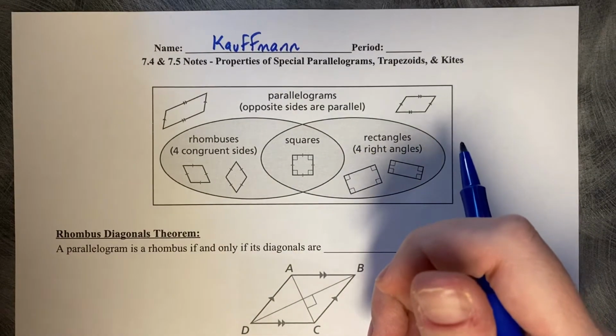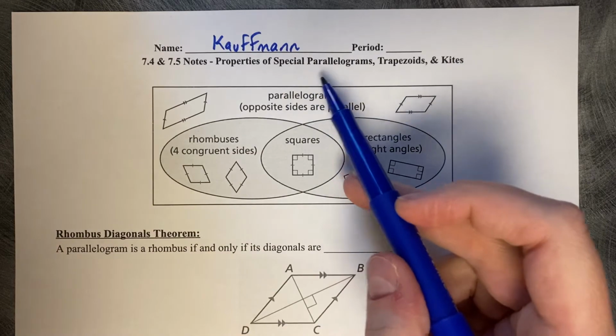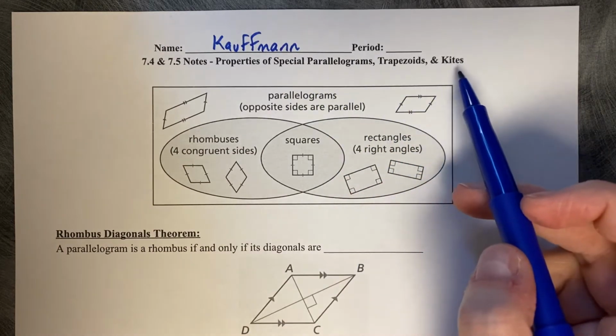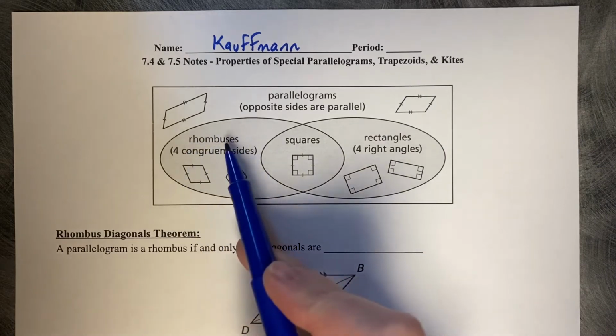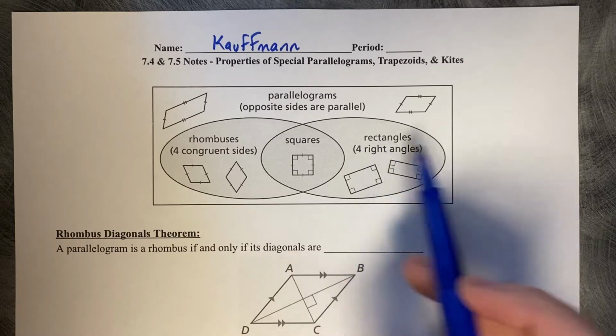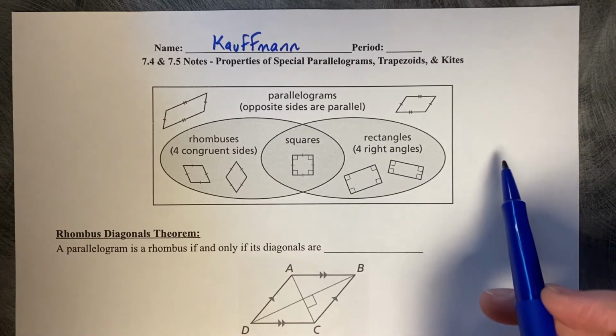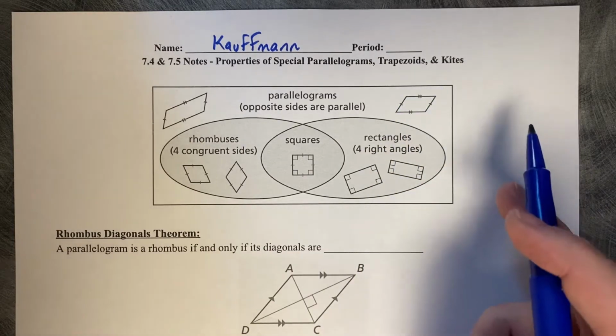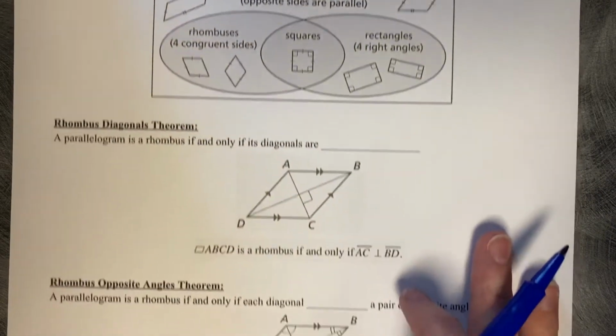7.4 and 7.5 notes. Properties of special parallelograms, trapezoids, and kites. The special parallelograms would be our rhombus, square, and rectangles. Then we're also going to talk about those outliers that would be hanging out over here, our trapezoids and our kites. First, let's talk about rhombus.